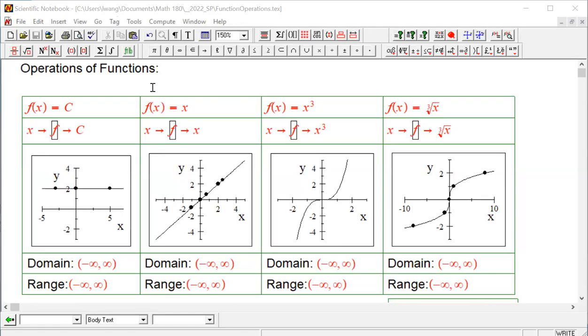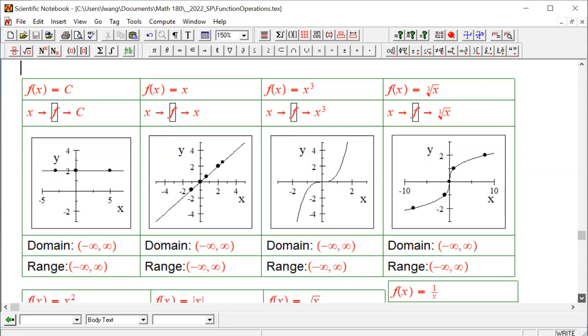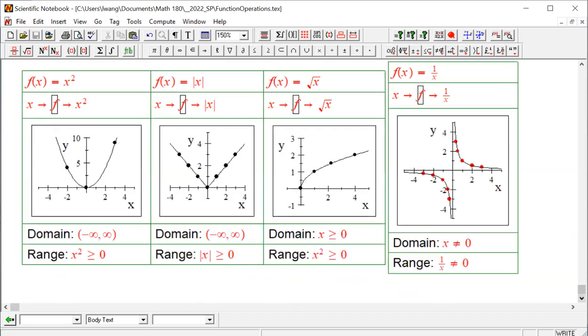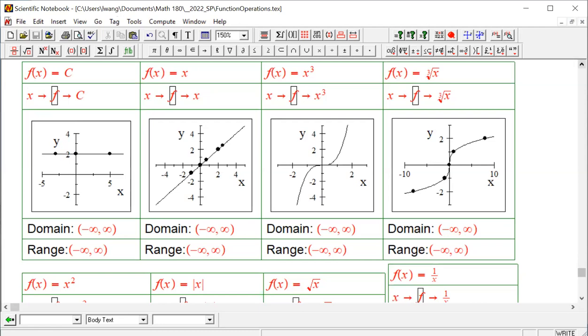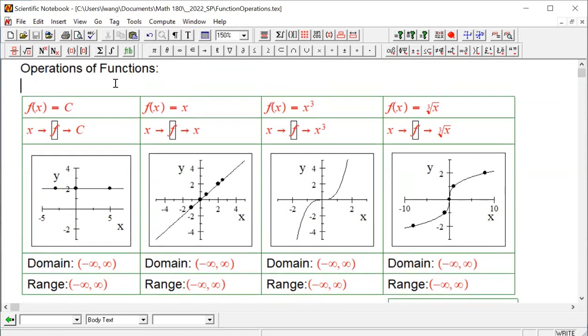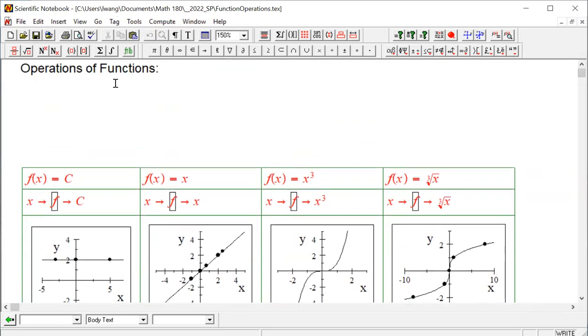Hello. In this lesson, we're going to talk about the operations of functions. What do I mean by operations of functions? Last week, we talked about functions and inverse functions, and we covered all the functions and their domain and range and related concepts. By operations of functions, we mean that if there are 2 functions, right?